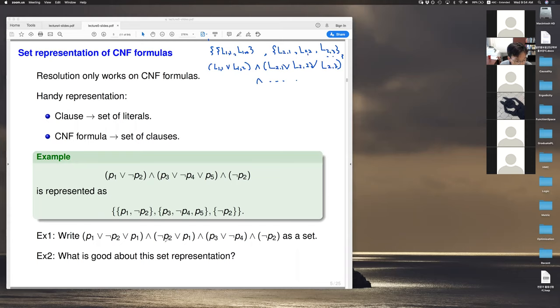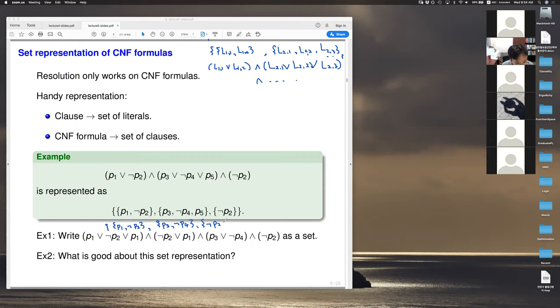The first one is really simple. The first clause is going to be P1, negation of P2. The second clause will be exactly the same as the first one, so it will not appear when you write this formula as a family of sets. The third clause is going to be P3, negation of P4. The last one is negation of P2.